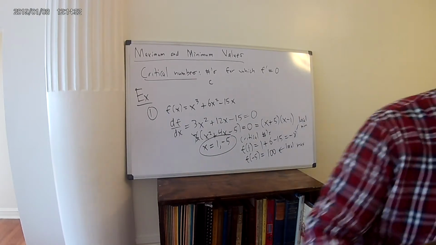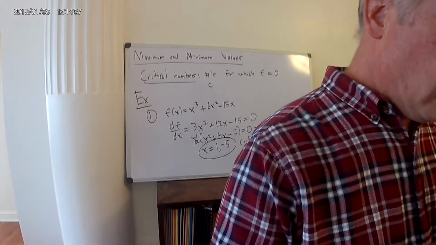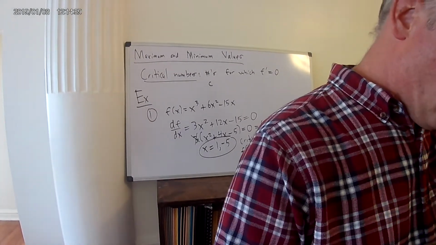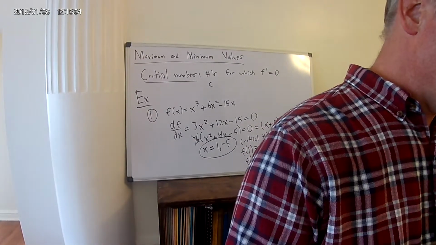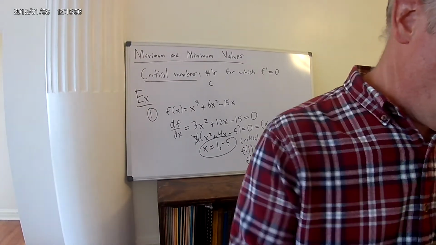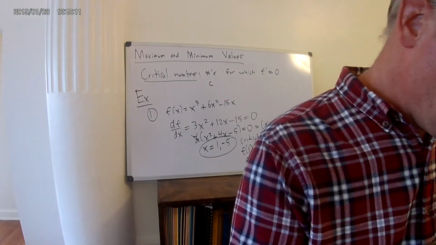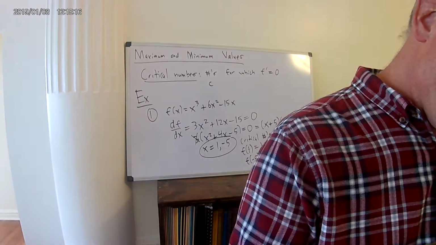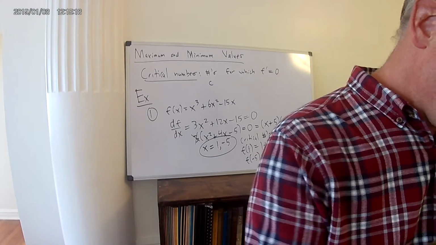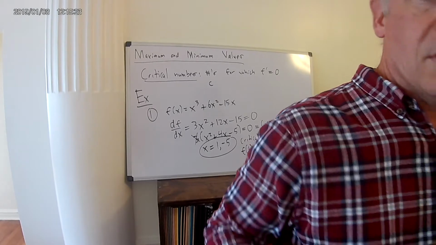Let's log into my computer here, and we will graph this function so you see how it works. I'm going to graph this function here. Just give me a second. This is x cubed plus 6x squared minus 15x. Let's go over to our camera here.